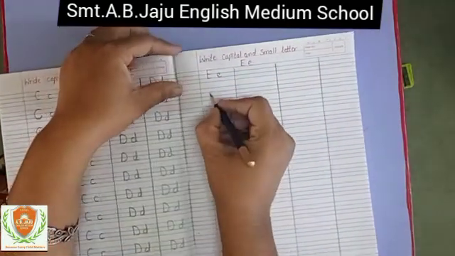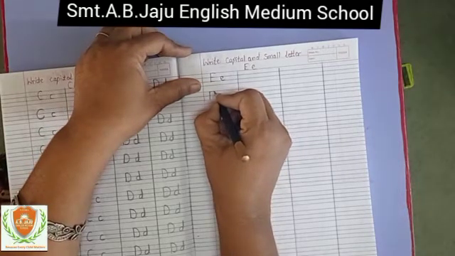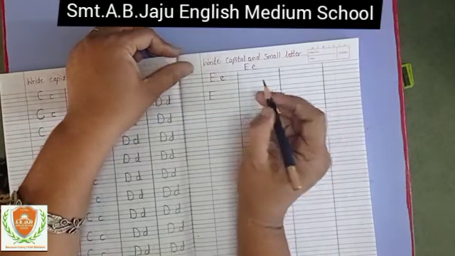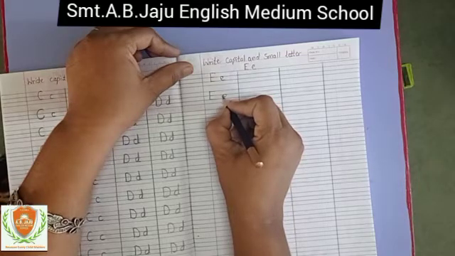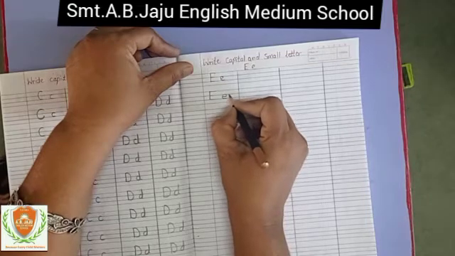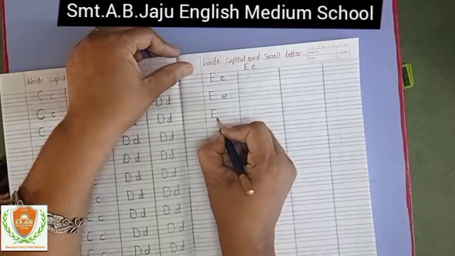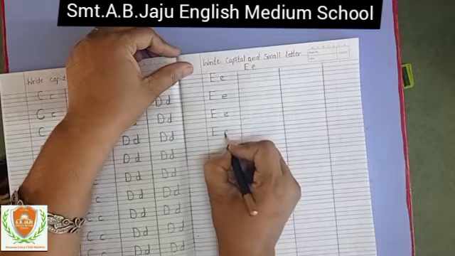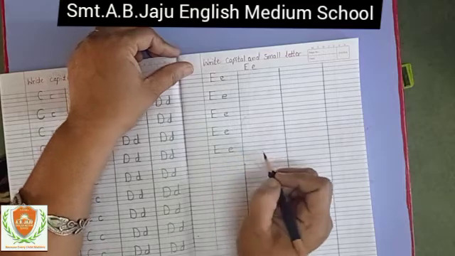Okay. Standing line, slipping line, standing line. This is capital E. Now small e, you have to make round, half round, and make a left side curve in between two lines. This is small e, capital E, small e. Very easy to write down capital E and small e.